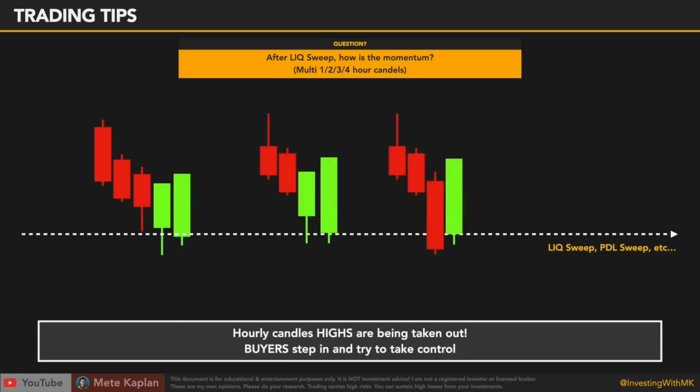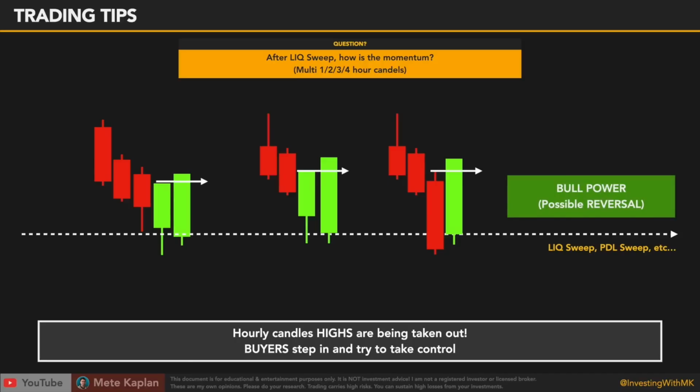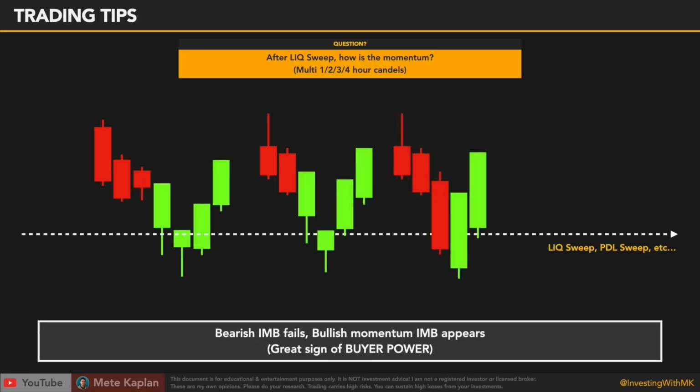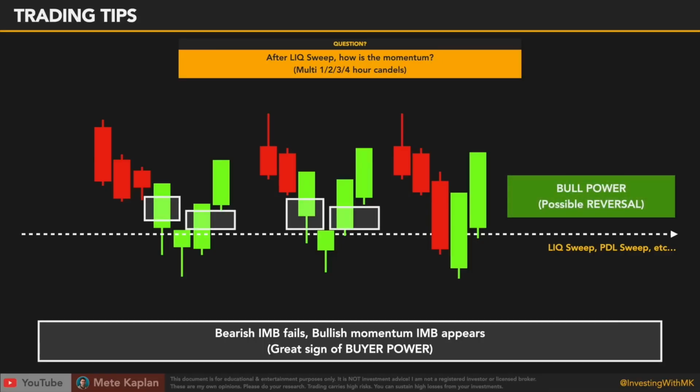A fight starts. And then if we start strongly seeing these breaks upwards, it means buyers finally try to take the control back from the sellers, try to start a rally. A possible reversal will happen here. And watching the imbalances in the area will help you a lot. Failing bearish imbalances followed by bullish momentum imbalances is just great for us as bull traders.